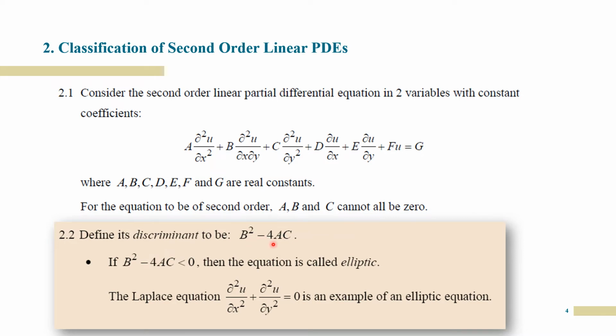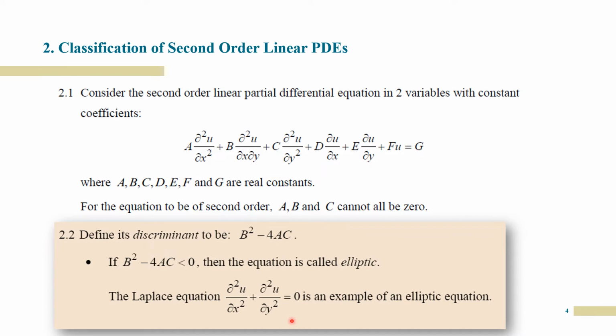Suppose we are given a PDE and we calculate the value of the discriminant B² − 4AC, and we find out that the value is less than 0. If the value of the discriminant is negative, then we conclude that the equation is classified as an elliptic equation. Let's look at this example: ∂²u/∂x² + ∂²u/∂y² = 0. Now what type of equation is this? Is this an elliptic equation?